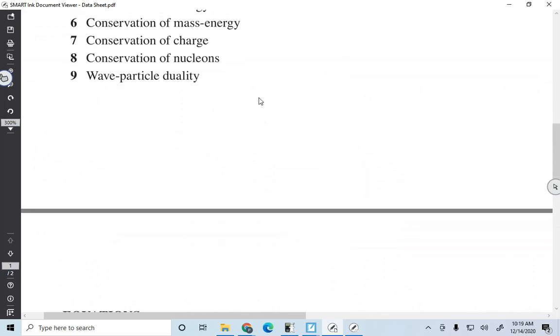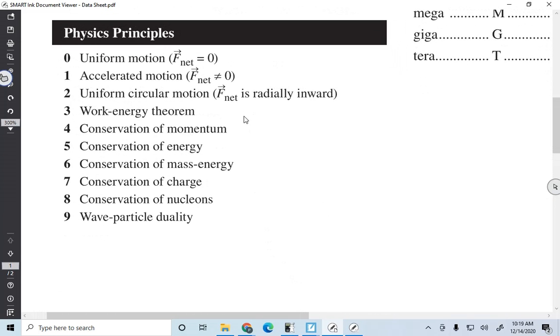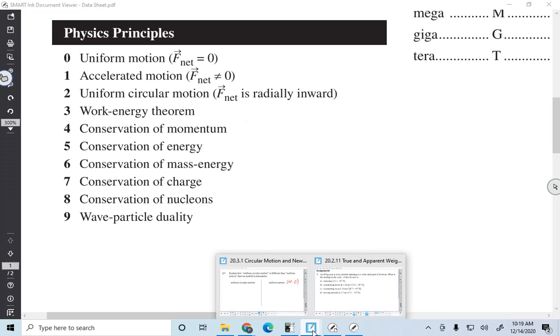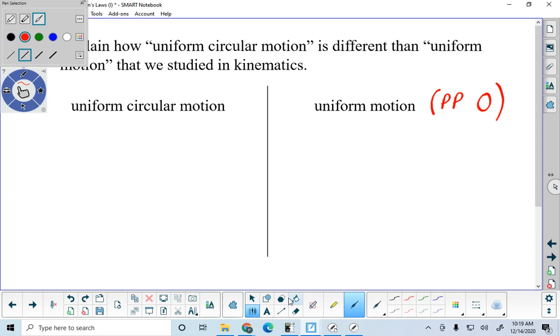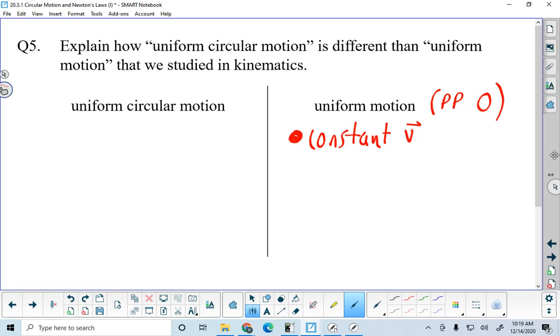Look at your formula sheet. I'll put it up here. Under physics principles, the very first principle says uniform motion. And what I've taught you is that what that means is constant velocity. So uniform motion is motion with a constant velocity. But velocity includes direction and speed.